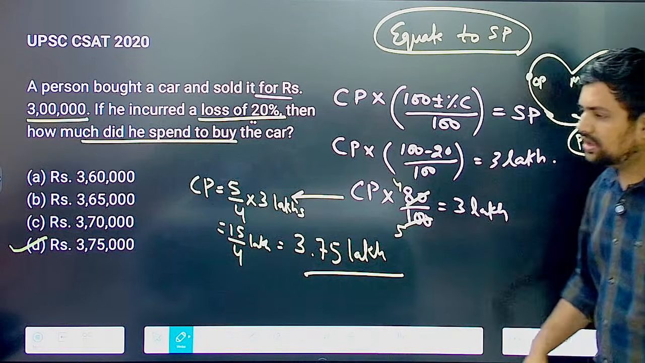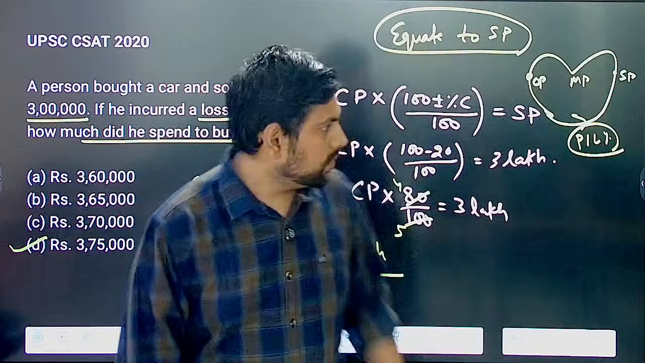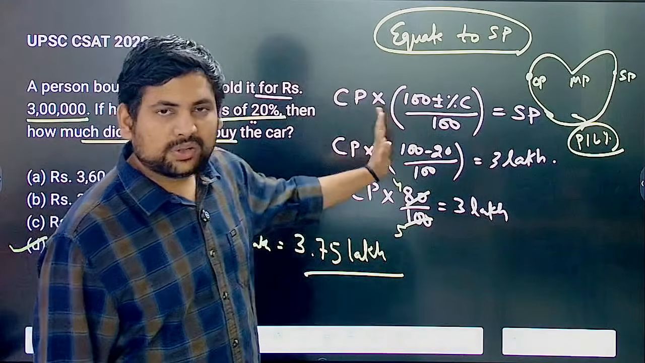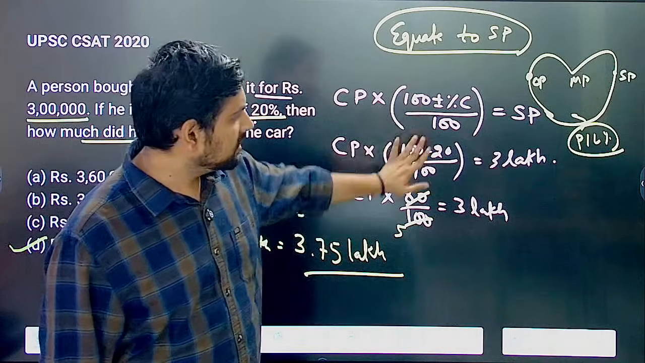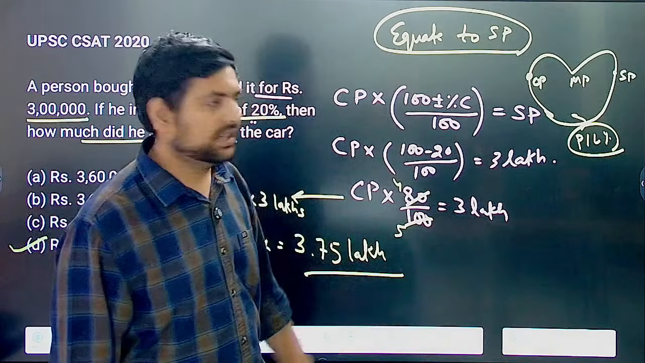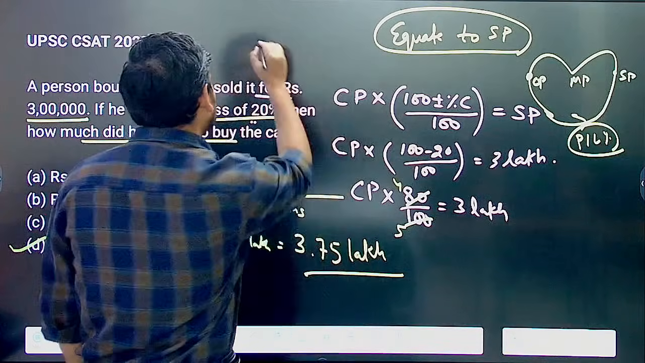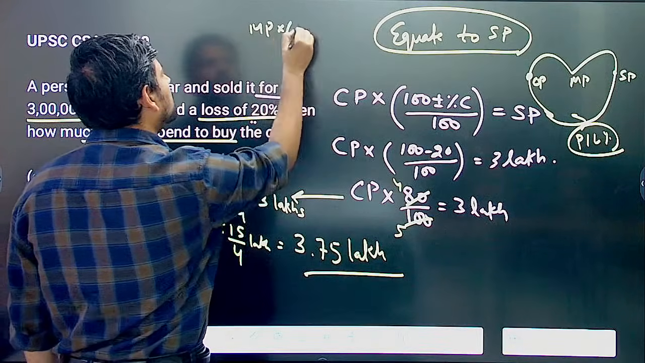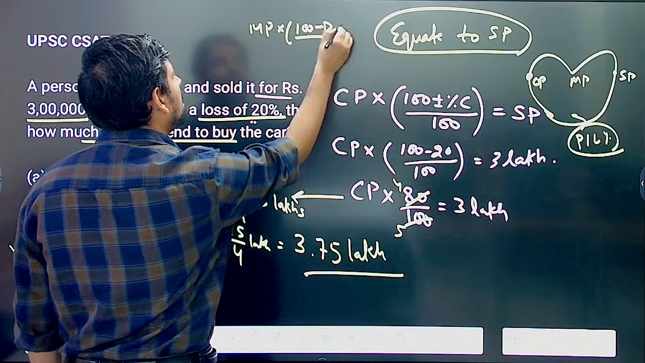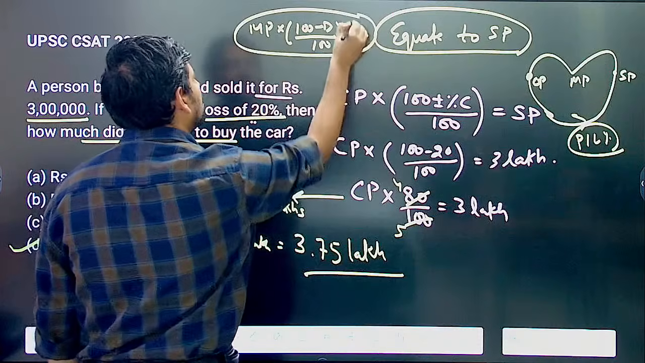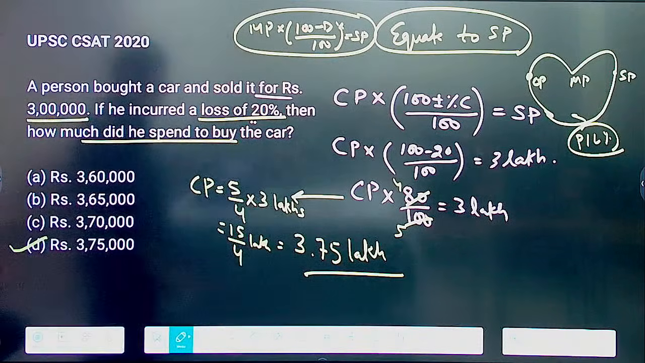Otherwise, we will just start going towards selling price. If cost price was given, just do cost price into 100 plus or minus whatever profit or loss percent, by 100, and reach selling price. Similarly, if mark percent is given, you do mark percent into 100 minus discount percent by 100. This will become equal to selling price. This is the way.